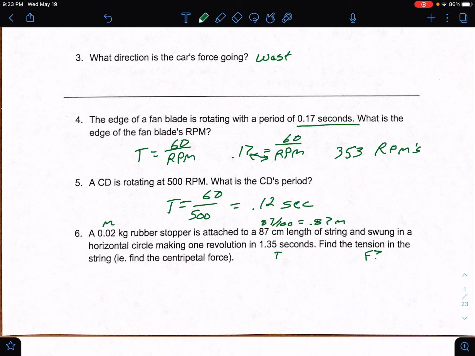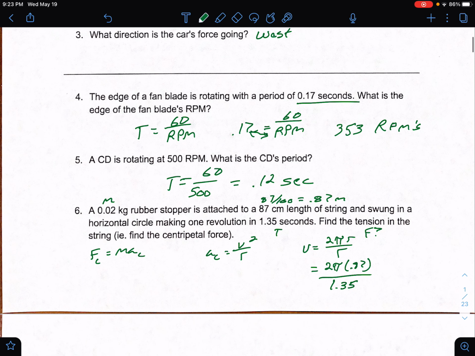I want to know force. Force equals mass times acceleration, so centripetal force equals mass times centripetal acceleration. I don't have any of that. I've got mass, but I don't have acceleration. I know acceleration equals v squared over r. I have r, but I don't have v. So that means we've got to find v. We're going to start all the way back here: v equals 2 pi r over T. So 2 pi, my radius is going to be 0.87, and my T is 1.35.